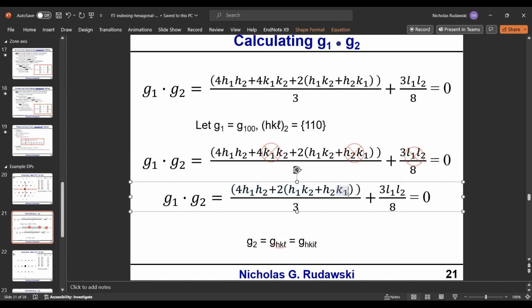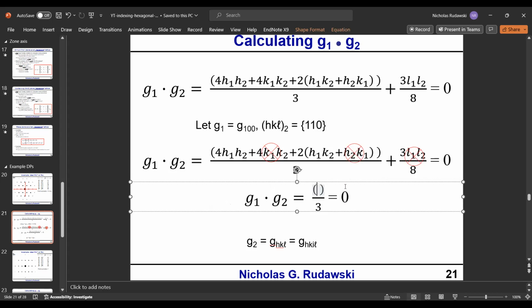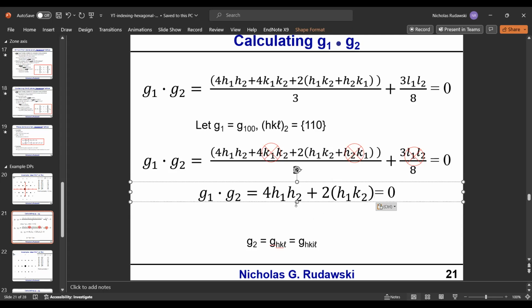We're going to remove this term. We're going to remove this term. And of course, we're going to do the same thing we did before. We're just going to get rid of that. Okay. And then H1 is 1. So therefore, you can substitute that in, and we end up with this.